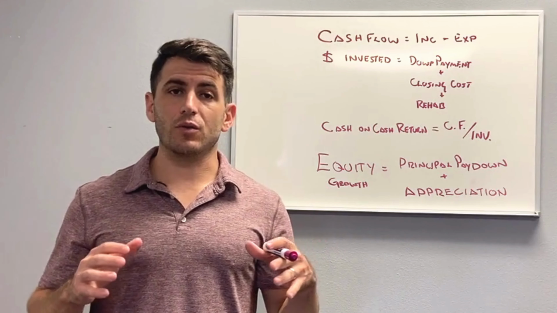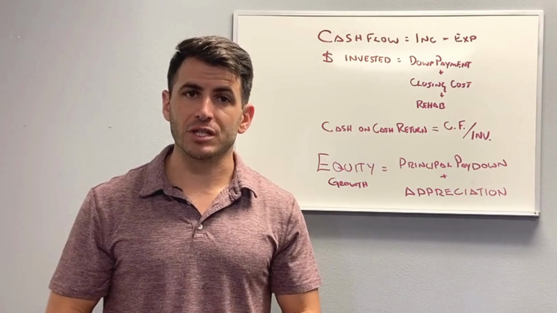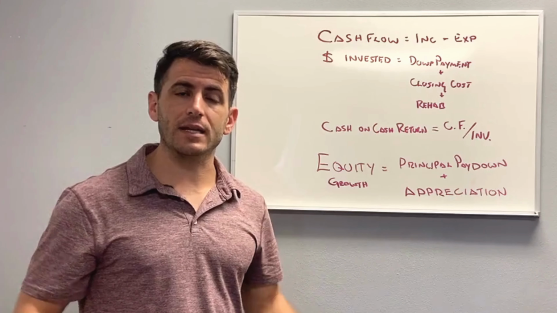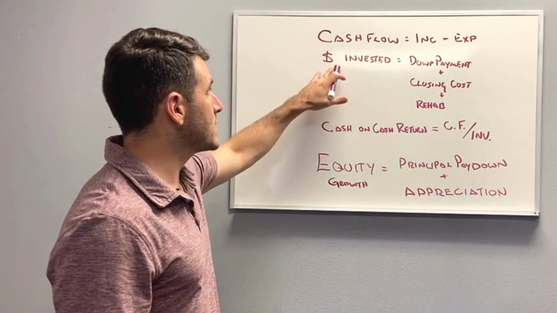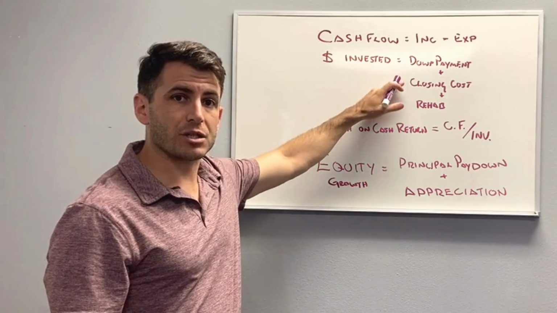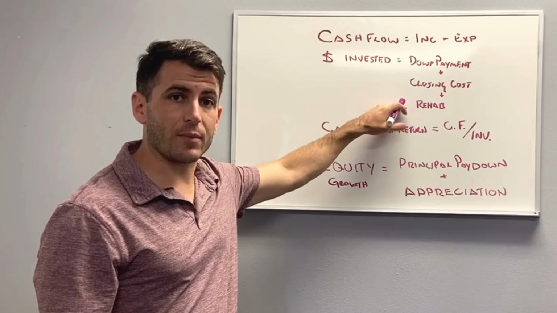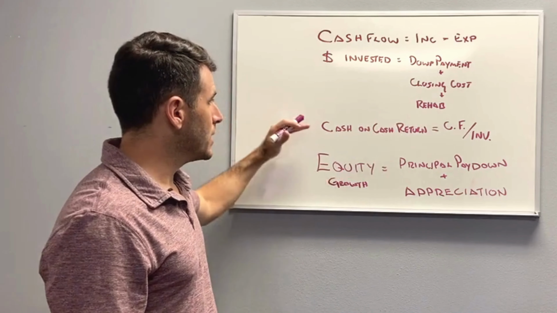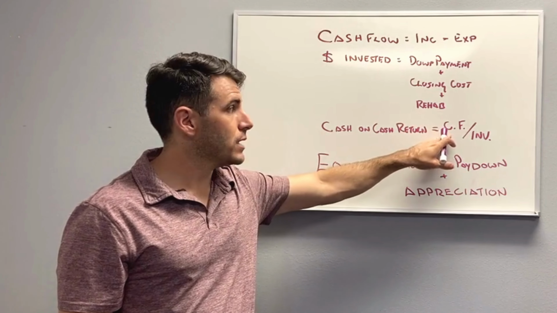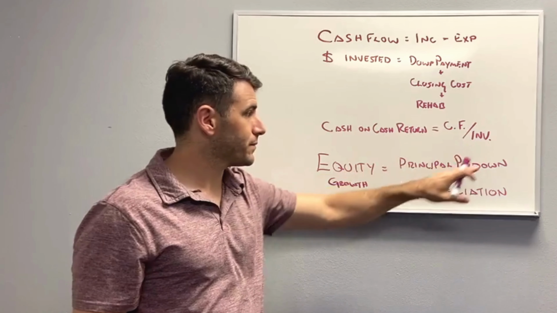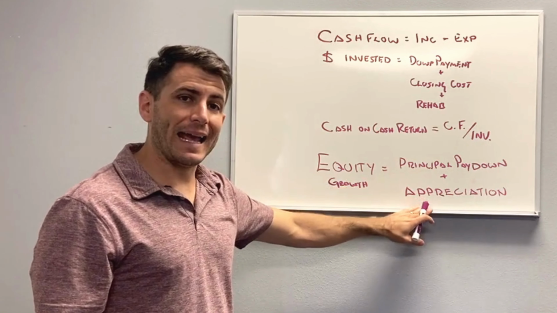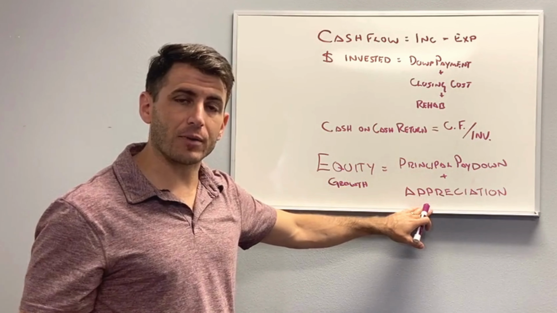Before we jump into the example on a property I recently purchased, I want to define a few things. First, cash flow, we just talked about that, income minus expenses. Up next is the capital invested. Keep in mind that's going to be your down payment, plus your closing cost, plus any kind of rehab you're going to do on that property up front. Cash on cash return is simply your annualized cash flow divided by your initial investment. And then your equity growth each year is your principal pay down and the appreciation of a property.